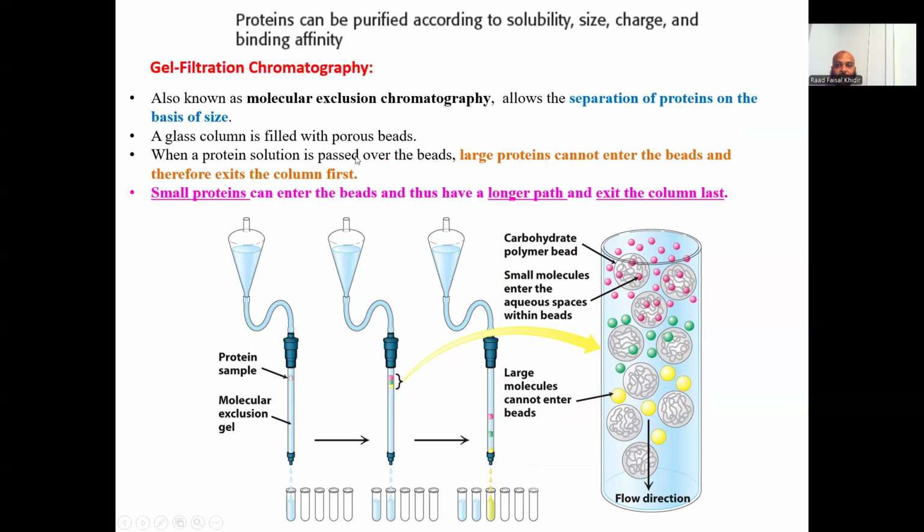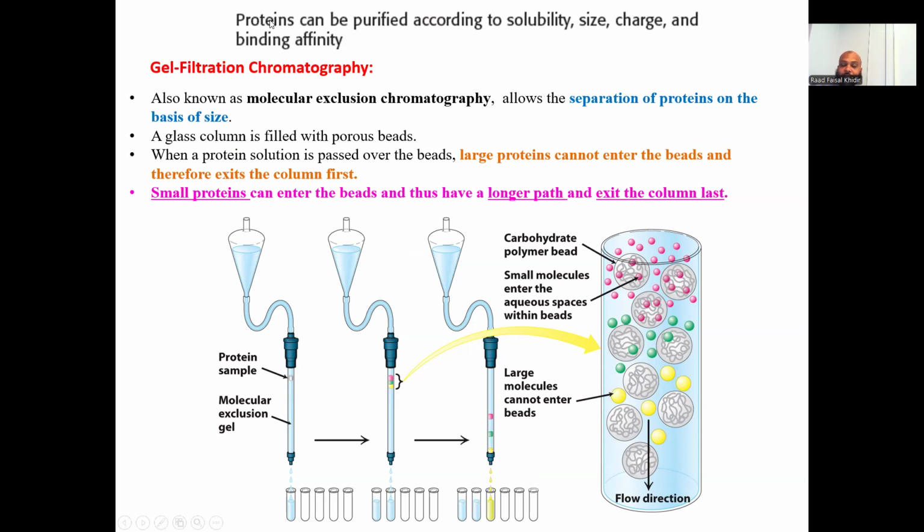So a column is filled with porous beads. When a protein solution is passed over the beads, now you see the large ones, this is so important. The large ones stay behind and the little ones get out. And that's how we use gel filtration chromatography.